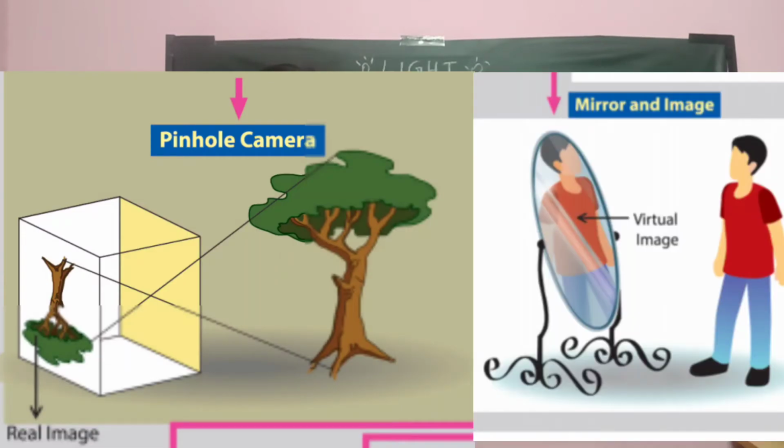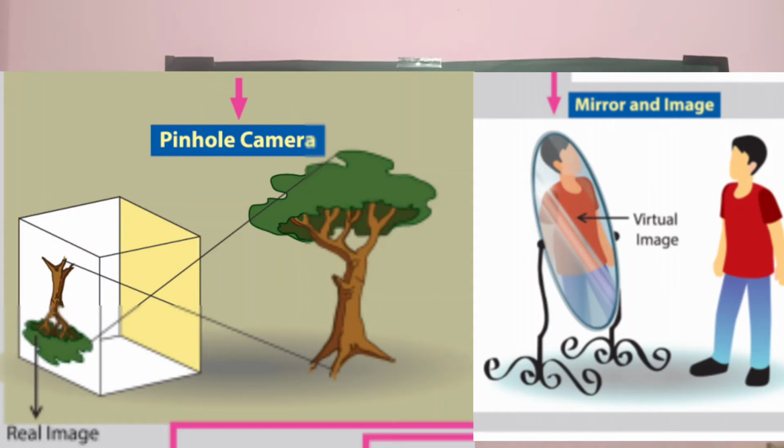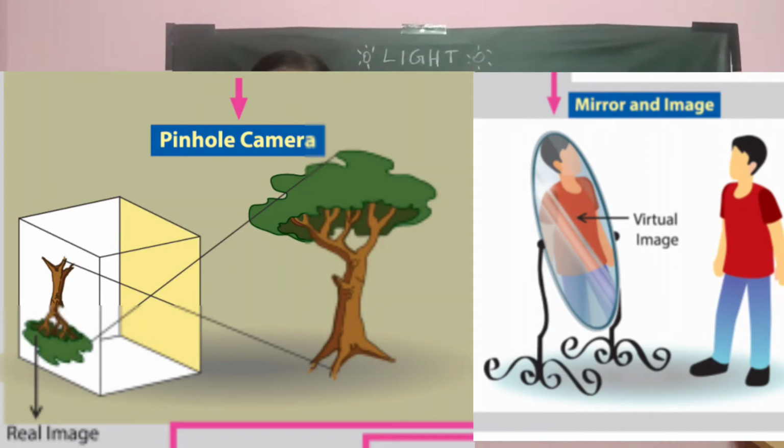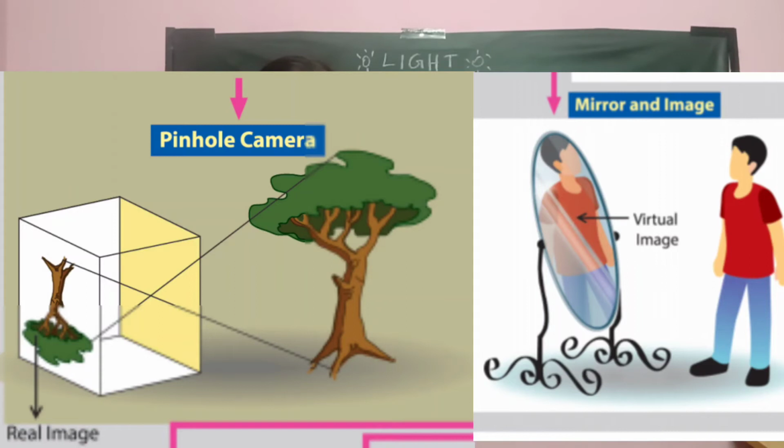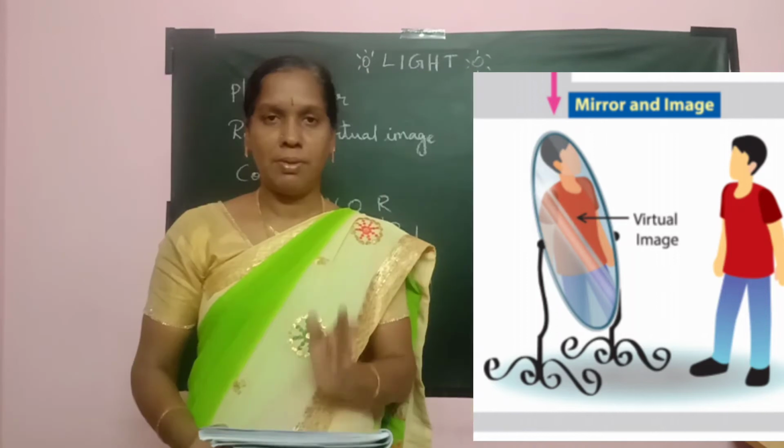Image formed by a pinhole camera, image formed in a plane mirror. First point, the image is real, that is, it is captured on the screen. In the case of a plane mirror, the image is virtual. It cannot be captured on the screen. Second point, in the pinhole camera the image may not be equal to the size of the object. In a plane mirror, the image is equal to the size of the object. And then the third point, the image is inverted. That is, you can see in the pinhole camera the tree upside down, an inverted image. But in the case of the plane mirror, the image is erect, straight, that is, an upright image can be seen.